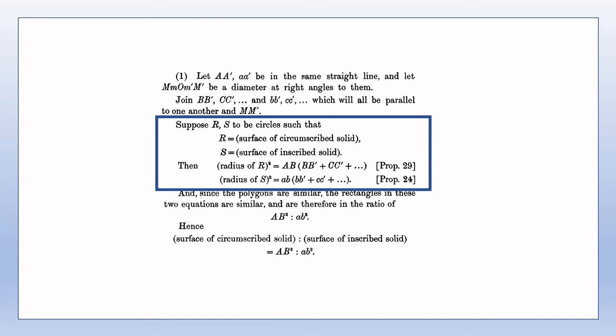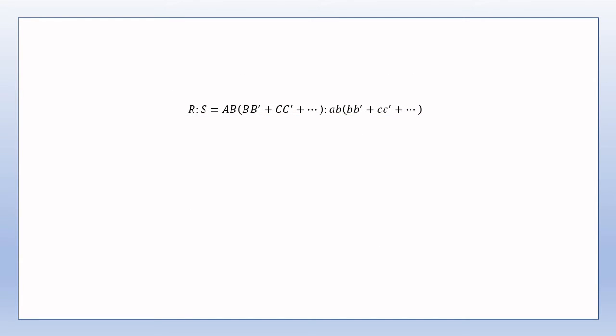And the squares of the radii of the circles R and S described in the demonstration of proposition 32 are given by propositions 29 and 24 respectively. Since R and S are circles, and circles are to one another as the squares on their radii, then by a slight modification of Euclid's 12.2 we obtain that the ratio of R to S is equal to the square on the radius of R to the square on the radius of S. Therefore, by propositions 29 and 24, we obtain the ratio as shown.